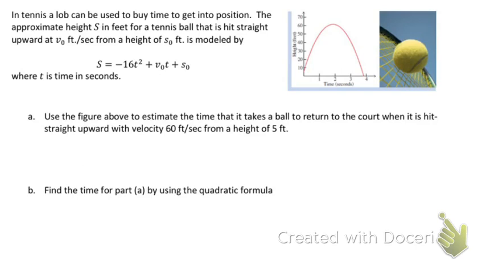So let's talk about that equation really quick. In tennis, they say the approximate height. So this is the height of the ball at any given time. t is going to be your time. Both of them would be your time. So if it's 6 seconds, you'd plug a 6 in for those. v sub 0 is the velocity at which you hit it. And s sub 0 is going to be your starting height.